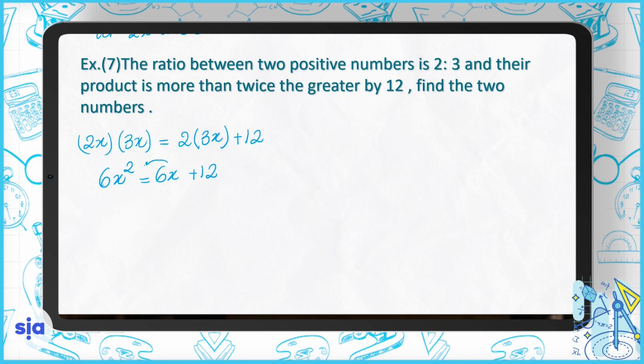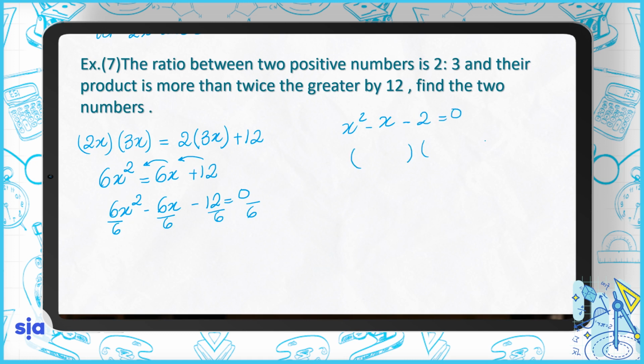As a normal equation, we move everything here to the other side. So 6x squared minus 6x minus 12 equals 0. We can easily divide the whole equation by 6. So it will become x squared minus x minus 2 equals 0.